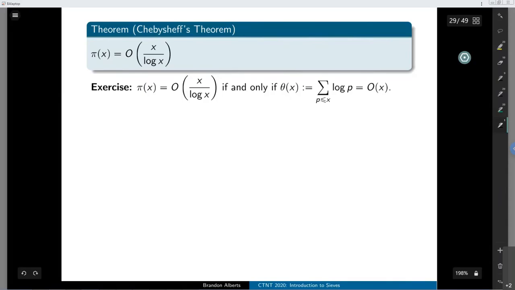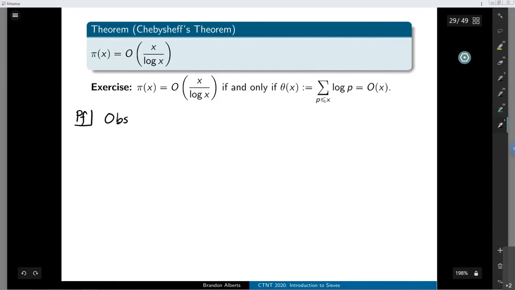This is an exercise in Abel summation that I've put in the problem set. So this is something that I'm going to leave for you all to do on your own. We're just going to start from the Chebyshev theta function, and we'll prove this statement, that the Chebyshev theta function is big O of x. Okay, so how does the proof work?